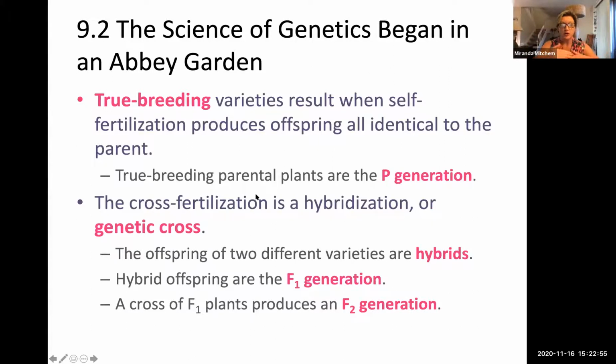And then we get the genetic cross. So that's the product of fertilization, which is also known as hybridization. And here, the offspring are hybrids when they bring together 2 varieties. The hybrid offspring would be the F1 generation, product of fertilization 1. And then if we take 2 members of the F1 generation and mate them together, it produces the F2 generation.